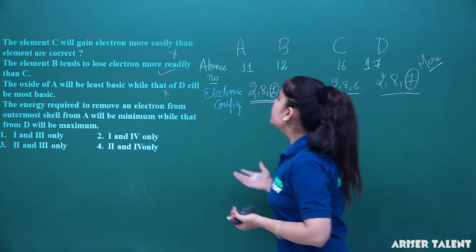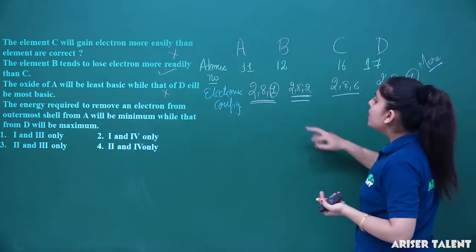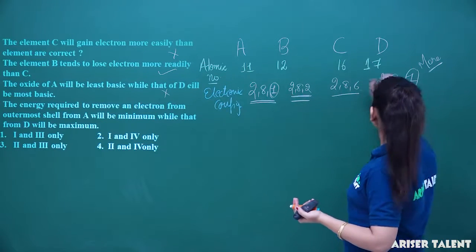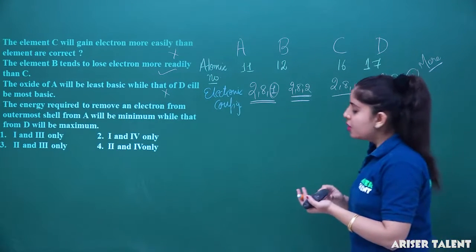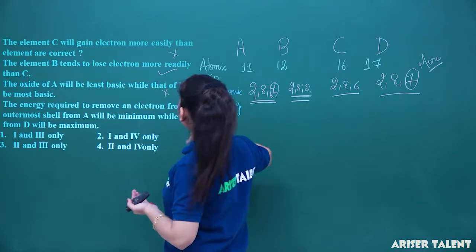Now, the fourth option, we have seen that it is easy to lose 1 electron as compared to 7 electrons. So, it will require the minimum amount of energy and this will require the maximum energy. So, again our fourth option is correct. So, we can say that second and fourth options are correct here.